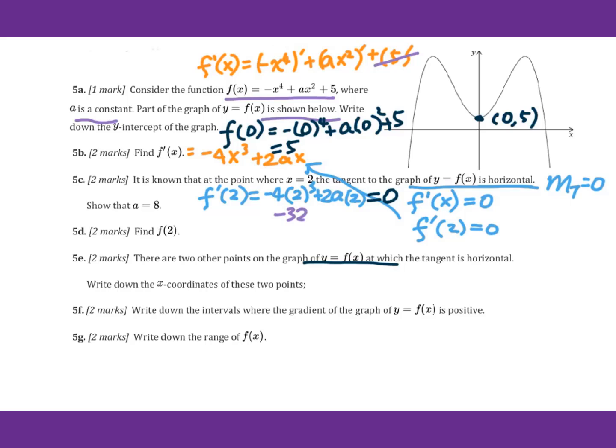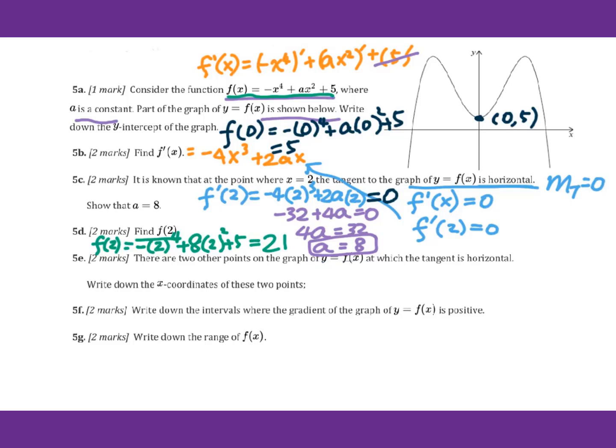So we get negative 32 plus 4a equals 0. Then 4a equals 32. Divided by 4, a equals 8. For 5d, find the f of 2. So we plug 2 into this function. You will get f of 2 equals negative 2 to the fourth power plus a is 8, so times 2 squared plus 5. We put into calculator, you will get 21.